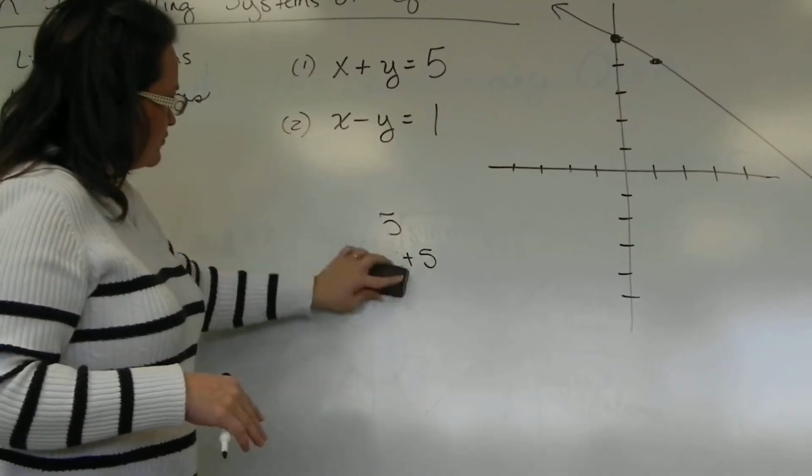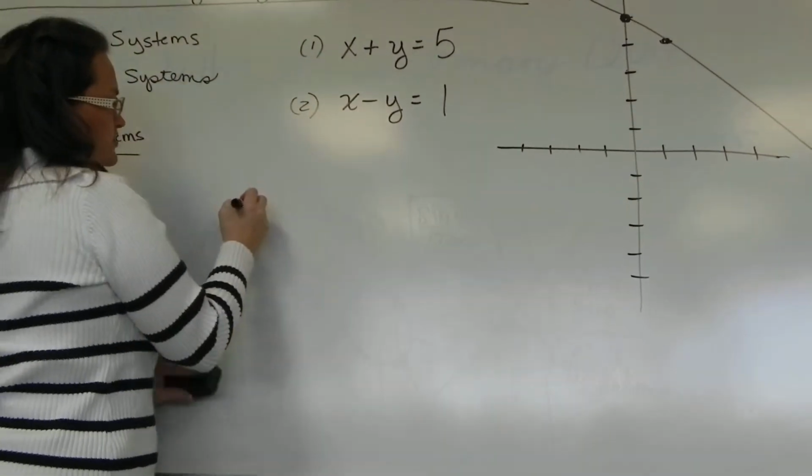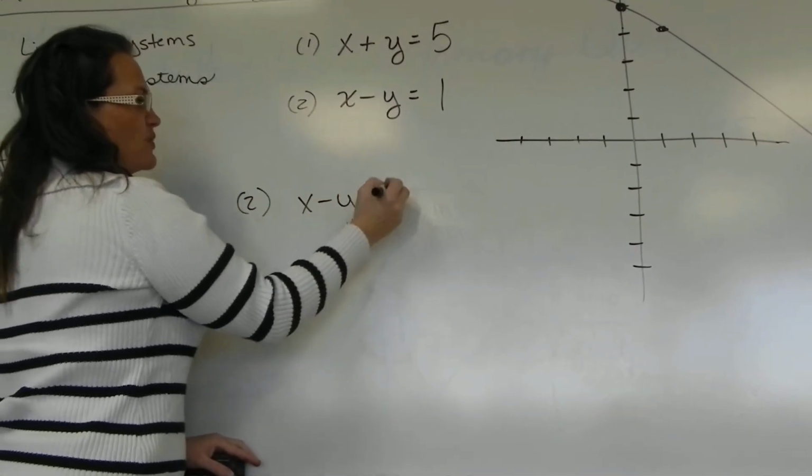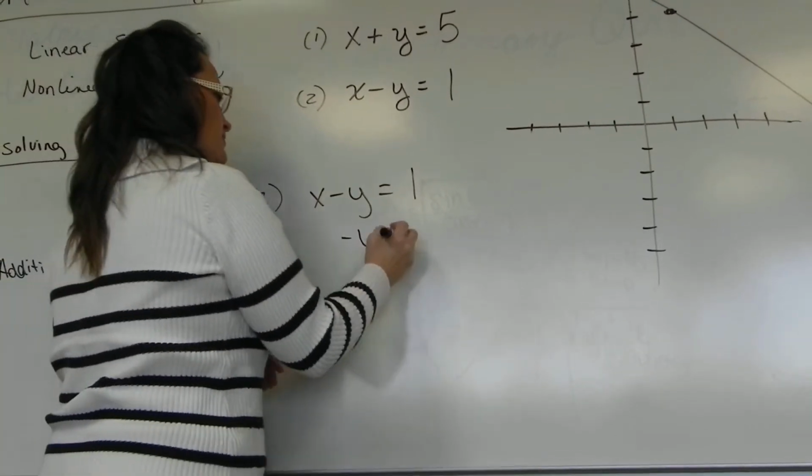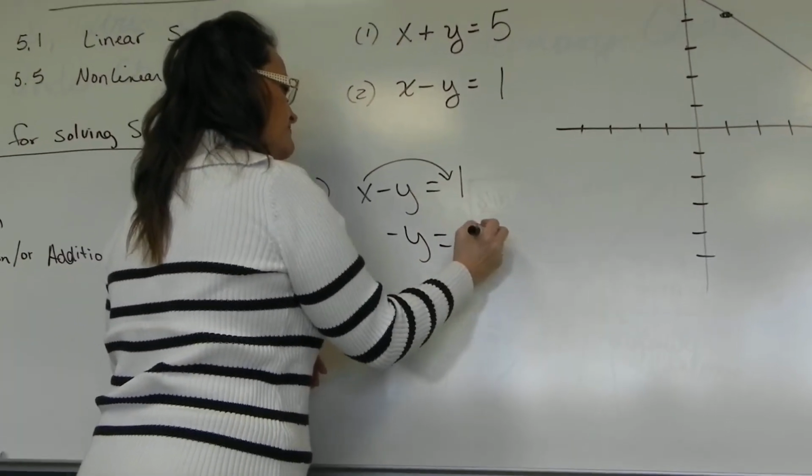All right, so once you graph your first line, then we move on. Graph number 2, x minus y equals 1. I'm going to graph it on the same grid. Throw the x across the line.